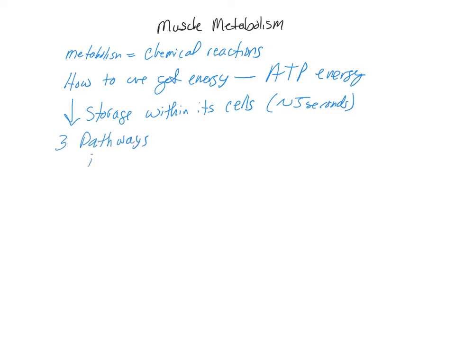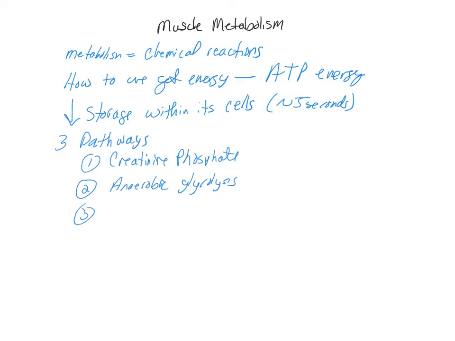You've got the creatine phosphate pathway, and I'm writing them now in order of how quickly they can make ATP, and also in inverse order of how much ATP they make. So you've got creatine phosphate, anaerobic glycolysis, and aerobic respiration.